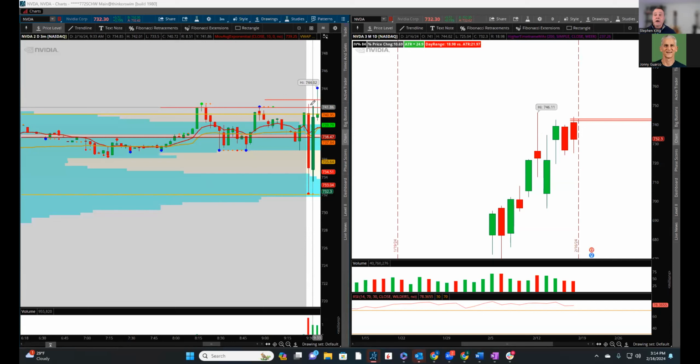So that's why in this scenario, I would wait to get some type of a break above, and then I want to see the conviction in the movement. I want to see that it can hold above that resistance level and then get in on a limit buy.